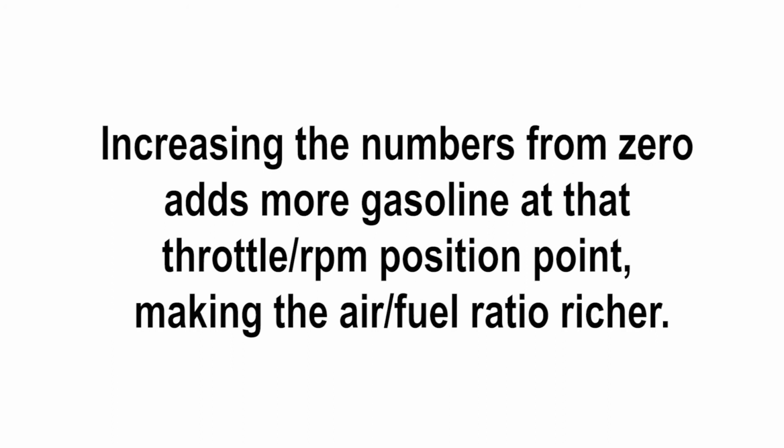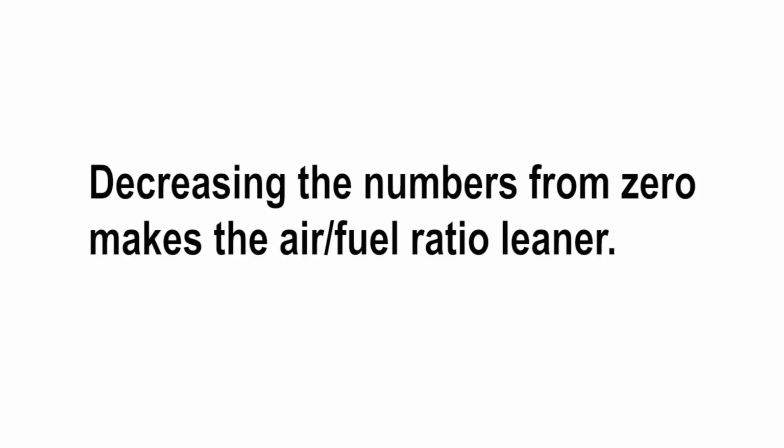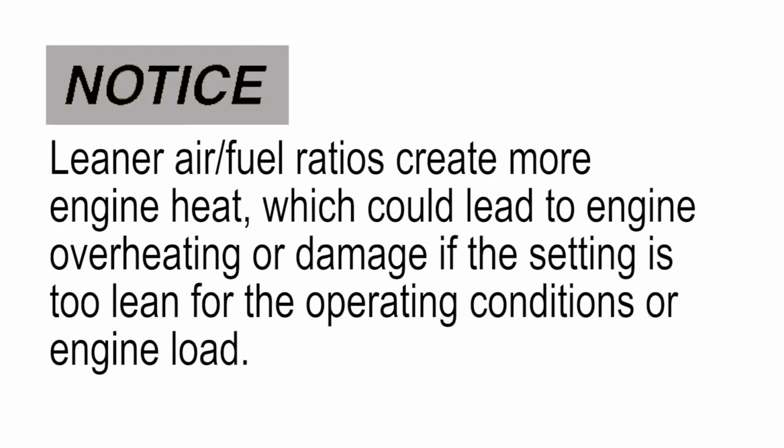Increasing the numbers from zero adds more gasoline at that throttle RPM position point, making the air-fuel ratio richer, like installing bigger jets in a carburetor. Decreasing the numbers makes the air-fuel ratio leaner, like putting smaller jets in a carburetor. Leaner air-fuel ratios create more engine heat, which could lead to engine overheating or damage if the setting is too lean for the operating conditions or engine load.